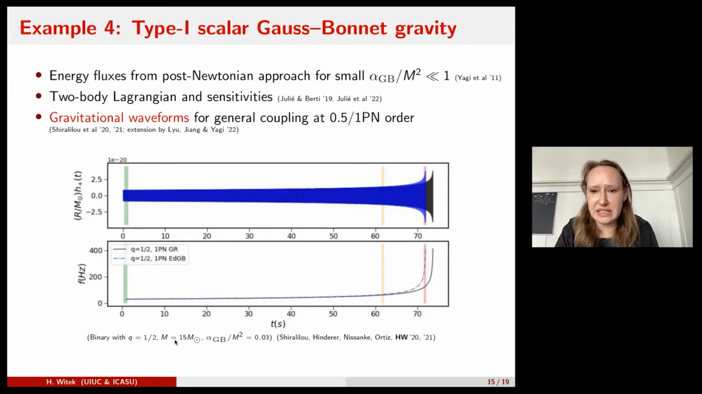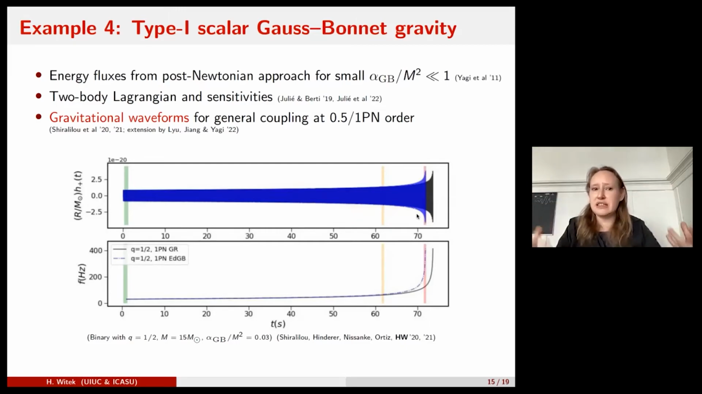What we can see here are the gravitational waveforms computed in general relativity in black and in Gauss-Bonnet gravity here in blue. We're starting at the beginning at a frequency of about 10 Hertz, which is comparable to the lower end frequency of the LIGO sensitivity band. The main message that I want you to take away from this is that we see the gravitational waveform is shifted in phase in Gauss-Bonnet gravity as compared to the GR waveform.